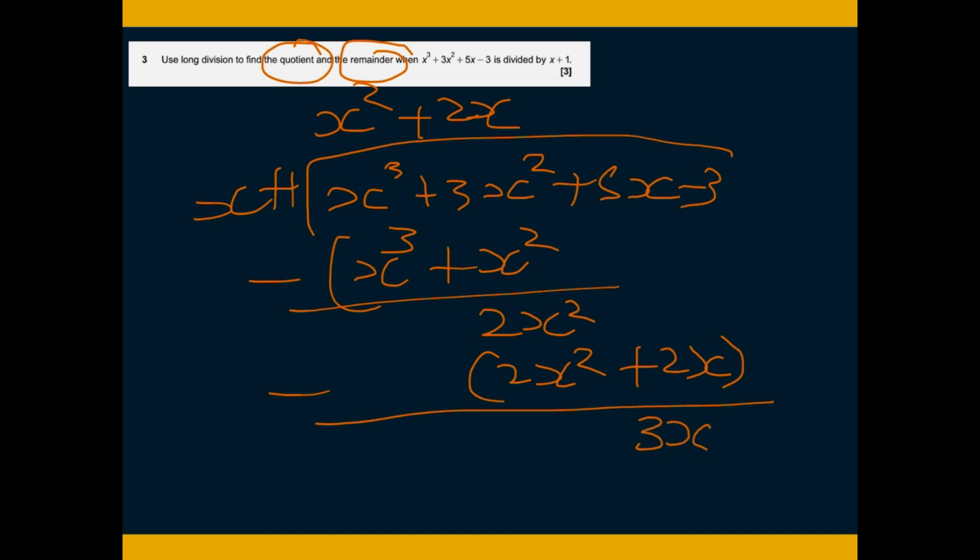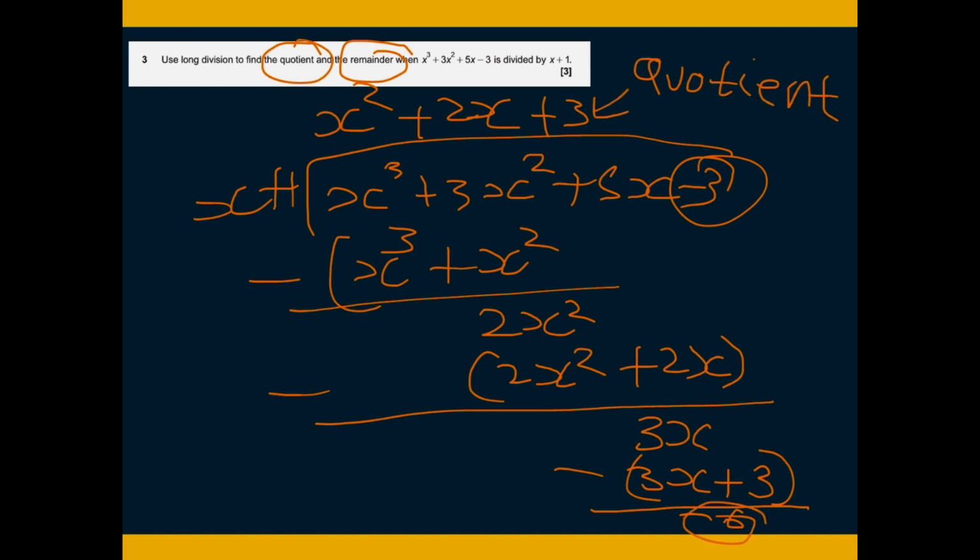Now, 3x divided by x is 3, and we'll subtract 3x. And then 3 times 1 is 3. Now, negative 3 subtract 3 is negative 6, and negative 6 divided by x gives no whole result. We'll get a remainder. So this means that x squared plus 2x plus 3 is the quotient, and negative 6 is the remainder.